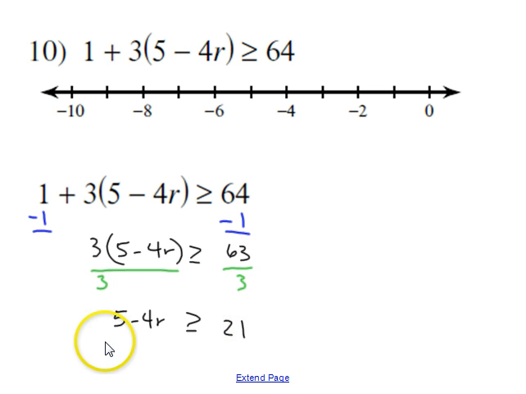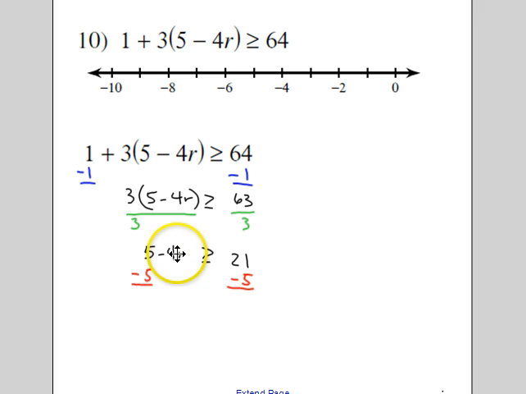Now, the next layer to move is the 5. I subtract that away. And now I'm going to have -4r is greater than or equal to, well, 21 minus 5 is 16. Last thing to move is the -4. I have to divide it away. And this becomes an important point. When you divide by a negative or multiply by a negative across an inequality, the direction of the inequality changes.